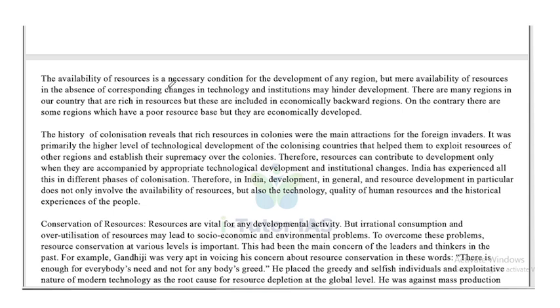The availability of resources is a necessary condition for the development of any nation or any region, but mere availability of resources in the absence of corresponding changes in technology and institutions may hinder development. There are many regions in our country that are rich in resources but are included in economically backward regions. On the contrary, there are some regions which have a poor resource base but are economically developed.